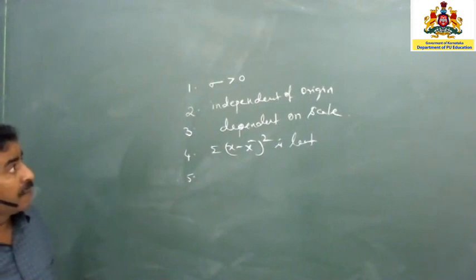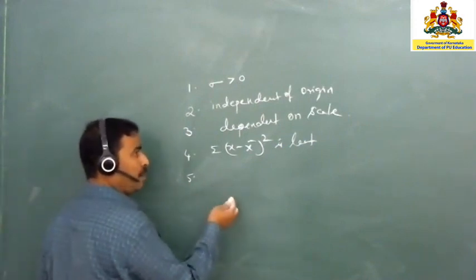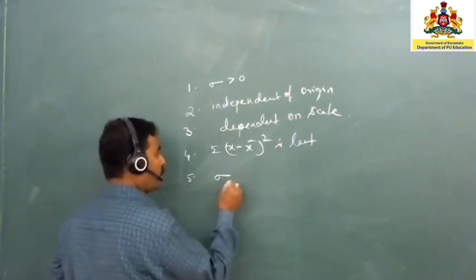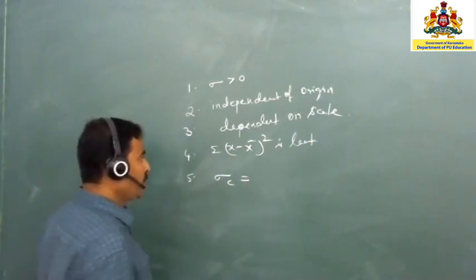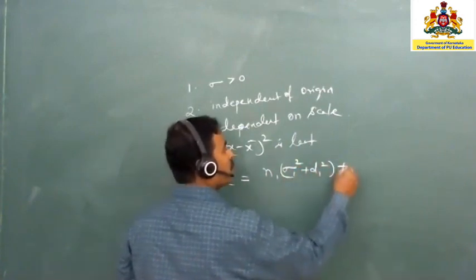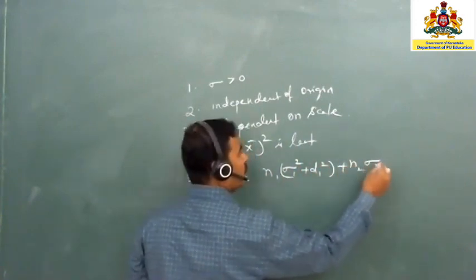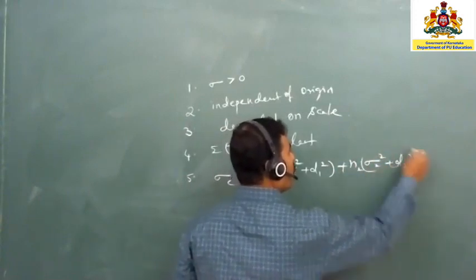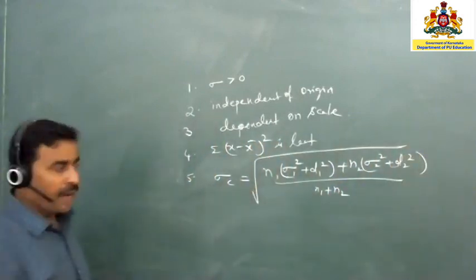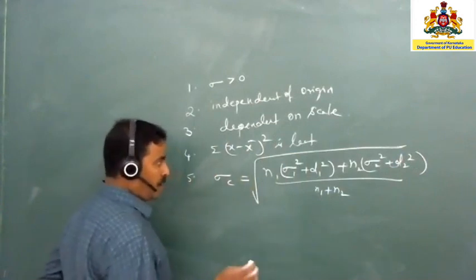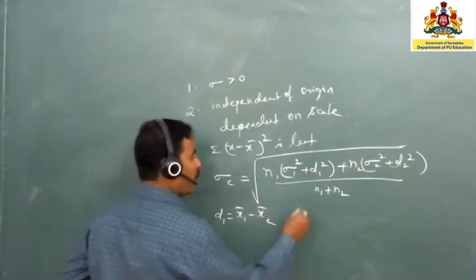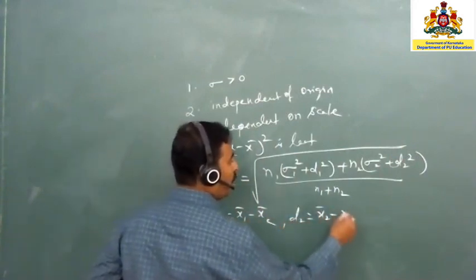Fifth point is combined standard deviation. If two sets of values are given, the combined standard deviation of the two sets is the square root of (n1 sigma 1 square plus d1 square plus n2 sigma 2 square plus d2 square) by (n1 plus n2), where d1 equals x1 bar minus x bar c, and d2 equals x2 bar minus x bar c.